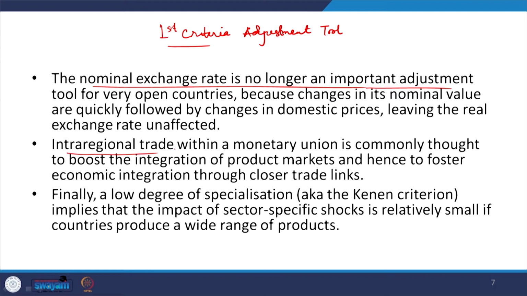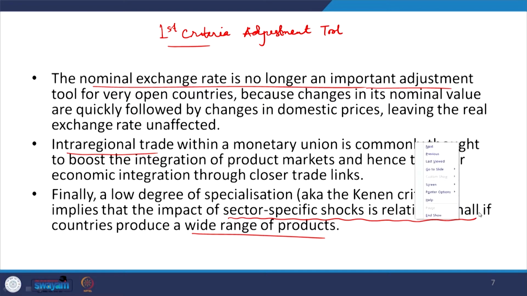Finally, a low degree of specialization, as mentioned by McKinnon, implies that the impact of sector specific shocks is relatively small if countries produce a wide range of products. If there is a wide range of products, then the sector specific implication is relatively smaller. Okay. This is important to take note.